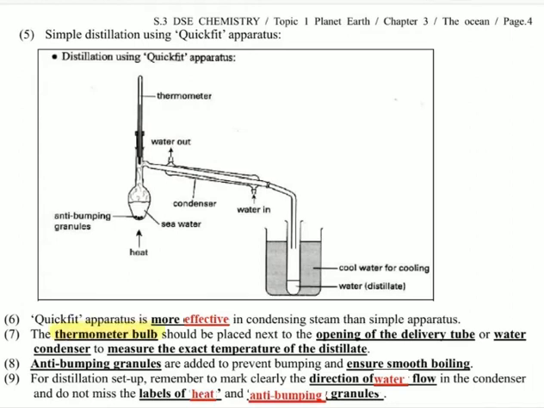So the thermometer bulb should be placed next to the opening of the delivery tube or the water condenser. So here is the water condenser, alright?